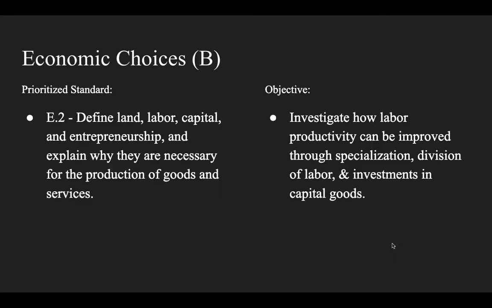This is Economic Choices, Section B lecture. Our prioritized standard is Economic Standard 2, and objectively, we're going to investigate how labor productivity can be improved through specialization, division of labor, and investments in capital goods.